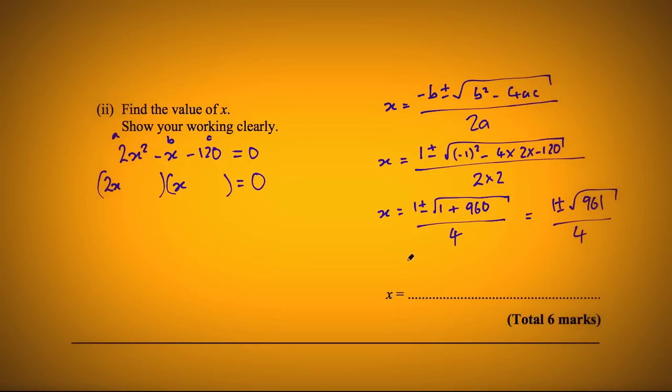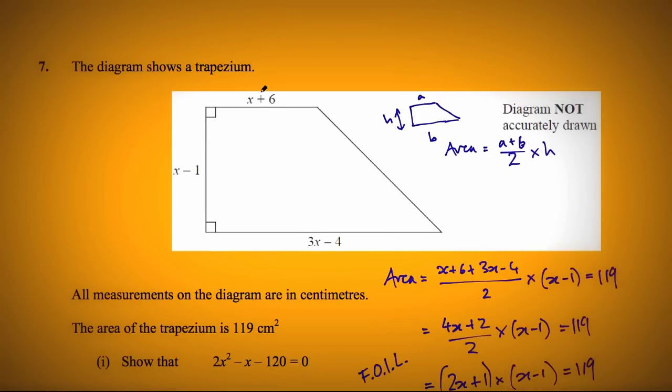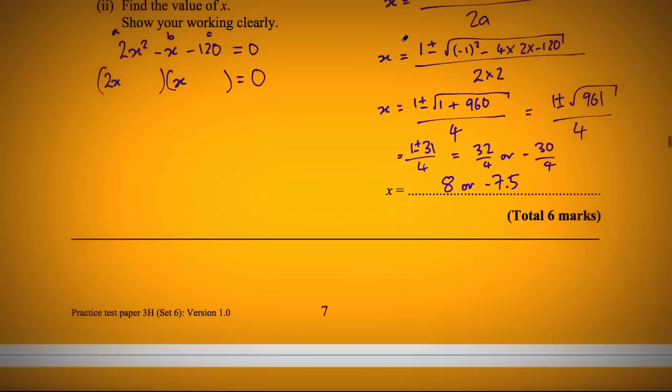So that is 1 plus or minus 31, that's the square root of 961 over 4, which is either 32 over 4 or minus 30 over 4, which is 8 or minus 7.5. But if it's minus 7.5, we can ignore that answer, because if I look at x here, x has to be a positive. Well, these lengths have to be positive. So if x was minus 7.5, that length and that length and that length would all be negative. So I can ignore the minus 7.5.